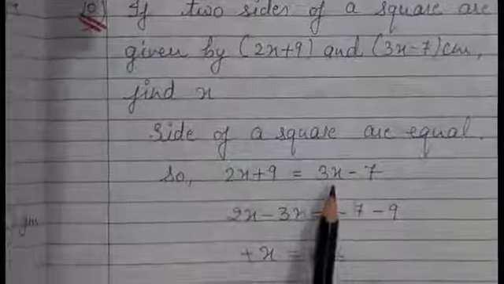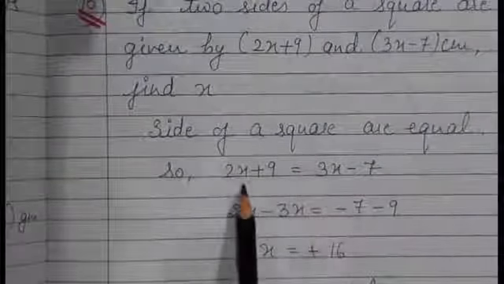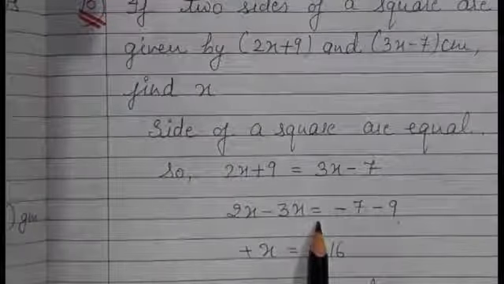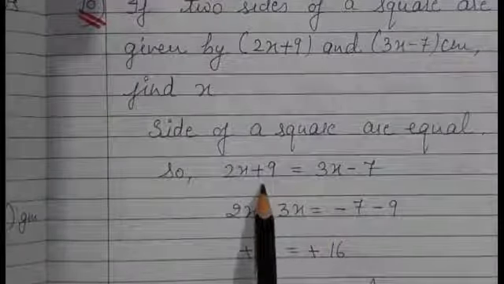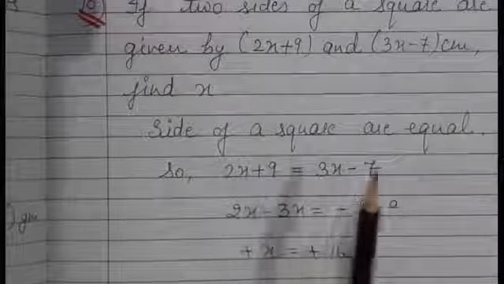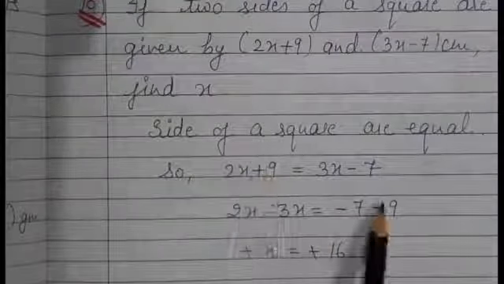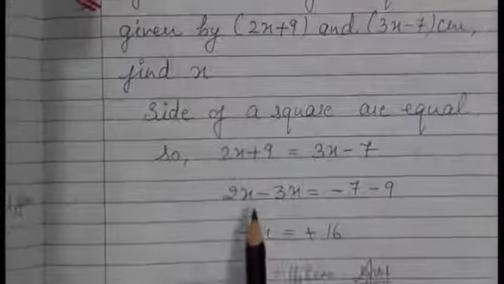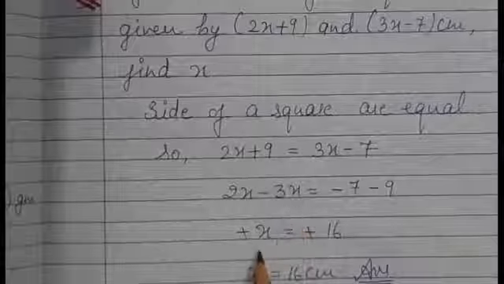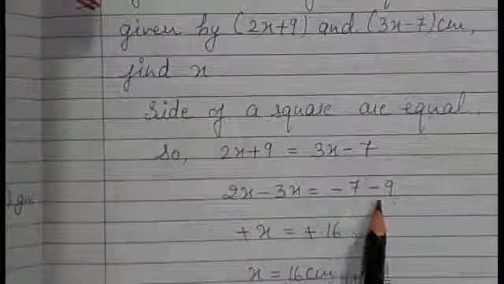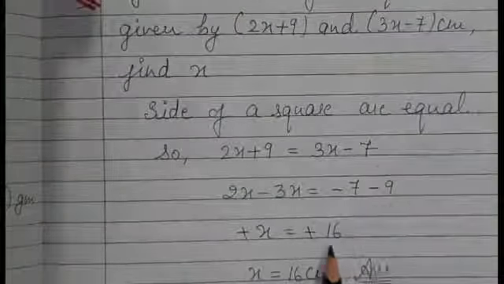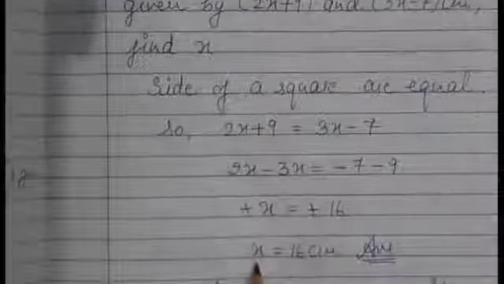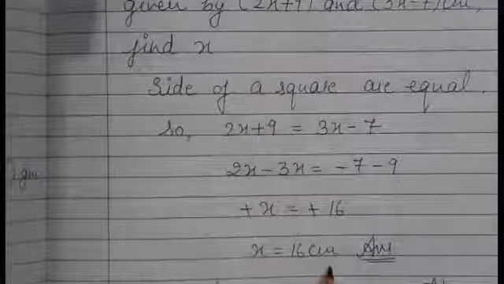Now transpose 3x from the right hand side to the left hand side, we have to subtract. So 2x minus 3x is equal to the constant terms. Transposing them from the left hand side to the right hand side, we have to subtract. So minus 7 minus 9, right? 2x minus 3x will be minus x, and minus 7 minus 9 will be minus 16. Cancel out the negative signs from both sides. The value of x will be 16 centimeter.